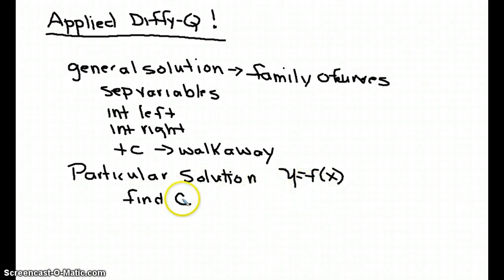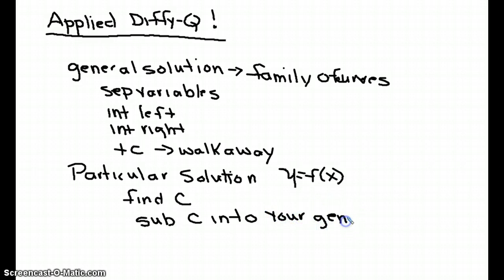All right? So you find C, you substitute your C back into wherever you found it from, so into your general form, doesn't matter what it looks like, and then you solve for y, and that's the most important part.